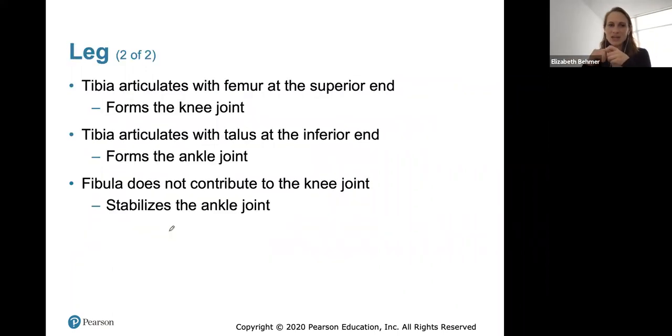Rotating knee animation. The leg, the tibia, articulates with your femur at the superior end to form the knee joint, and also with the talus bone to form the ankle joint. The talus is one of your tarsal bones. The fibula does not contribute to the knee joint, but it does help stabilize your ankle.